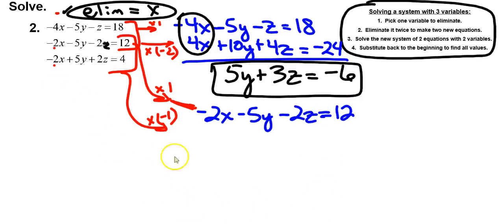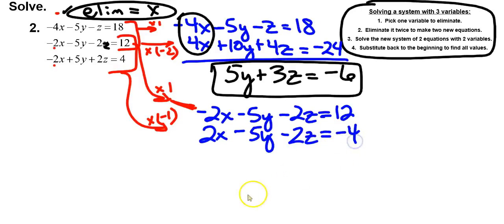And then in our next equation, we'll have positive 2x. Remember, multiplying by -1 just basically changes all the signs. Negative 5y, negative 2z, and it'll be equal to -4.